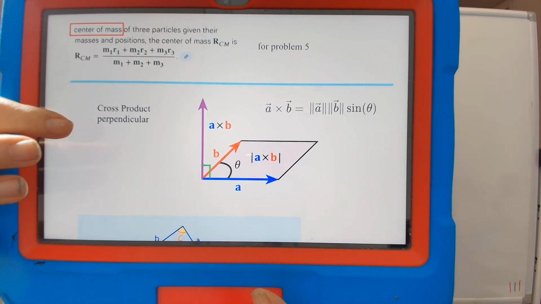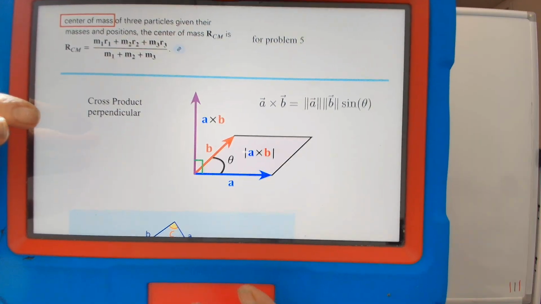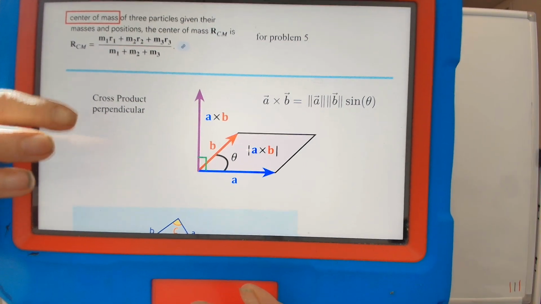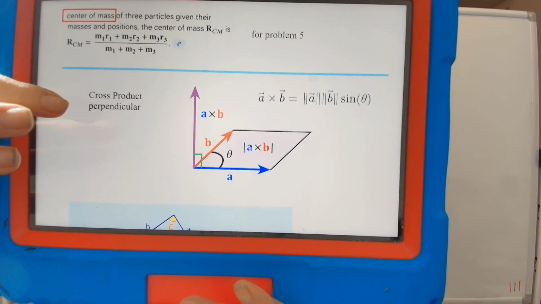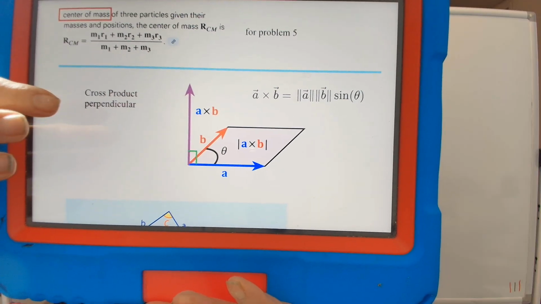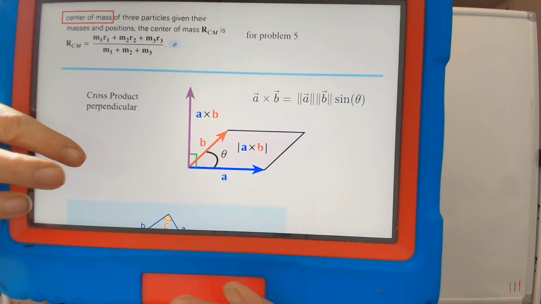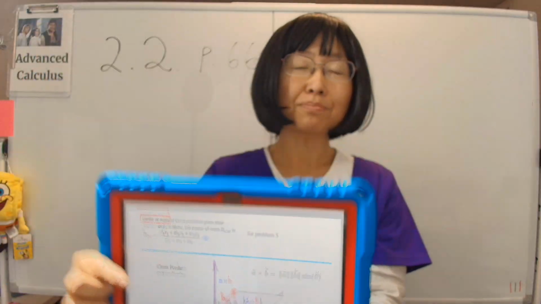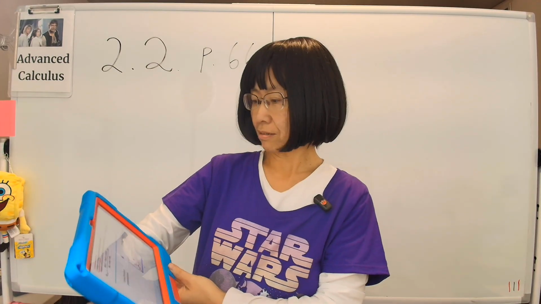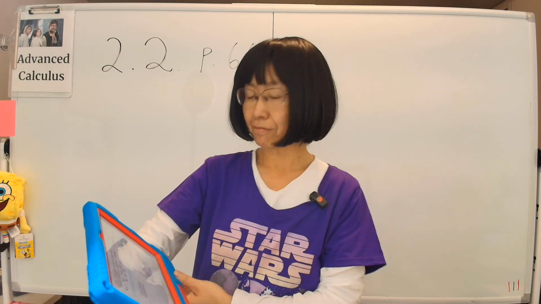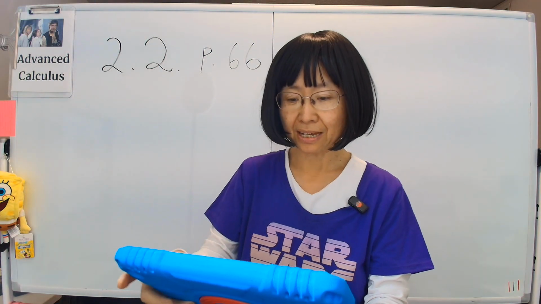Cross product, what's the cross product? Remember, the cross product is defined as being perpendicular to the vectors being crossed, right? A cross B is perpendicular to both A and B. And of course, the magnitude of A cross B, they didn't write the magnitude here, well, whatever, equals AB sine theta.